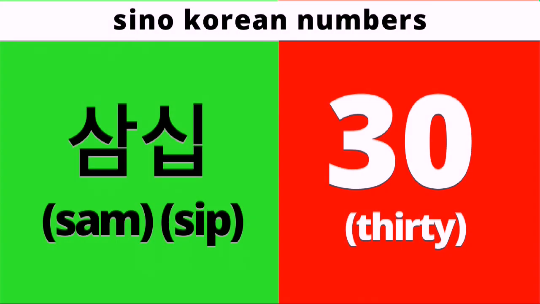Next is 30. And the Sino-Korean translation of this is sam ship. Sam means number 3 and ship means 10. So it's the same as saying 3 sets of 10. So that would be 30.